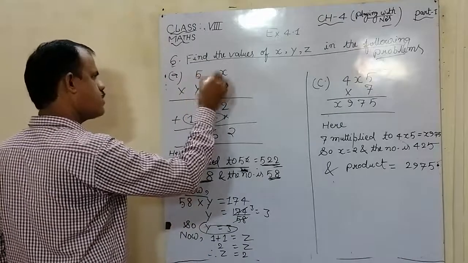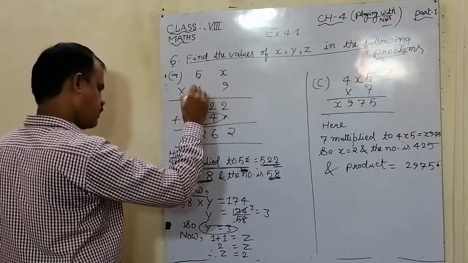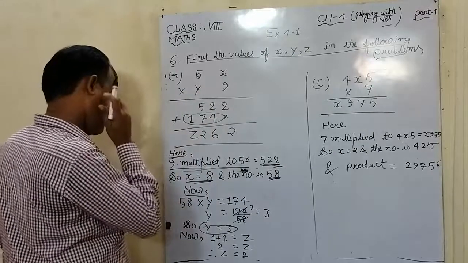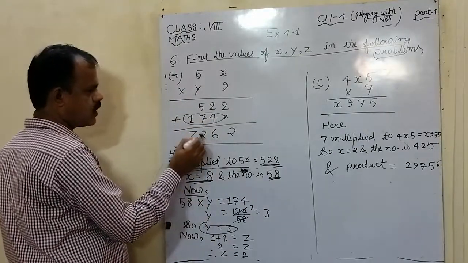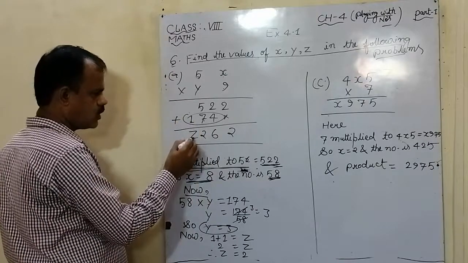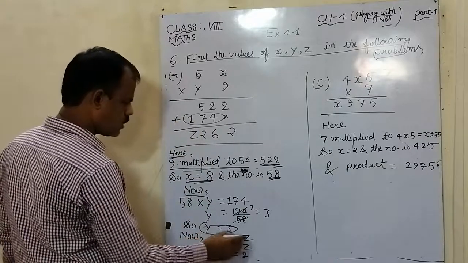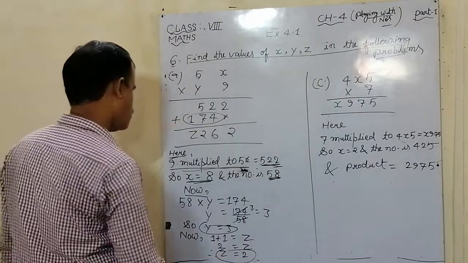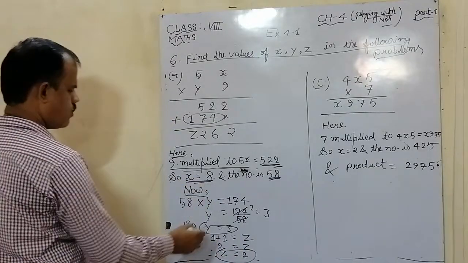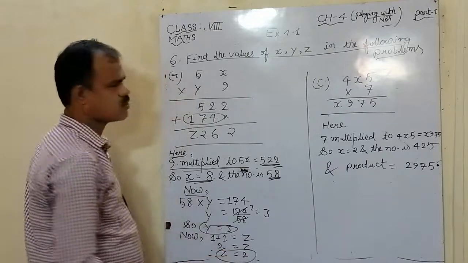So this is 58 multiplied by 39. Now see here, 5 plus 7 is 12, 1 carry, 1 plus 1 equals z, so 2 equals z. So the value of z is 2. So x is 8, y is 3 and z is 2.